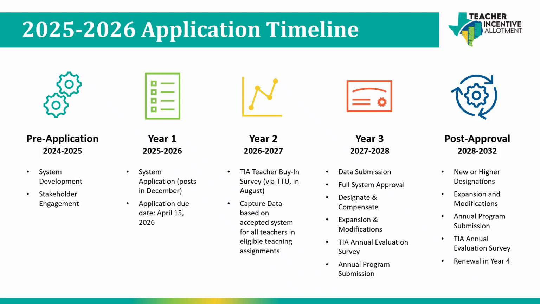The system application posts in December and is due on April 15th. Please note that this is not the kind of application that you just complete. In other words, the district creates their local designation system first and then uses the application to explain what their system is. So that will happen in year one. You will create your system application and then submit it by April 15th.